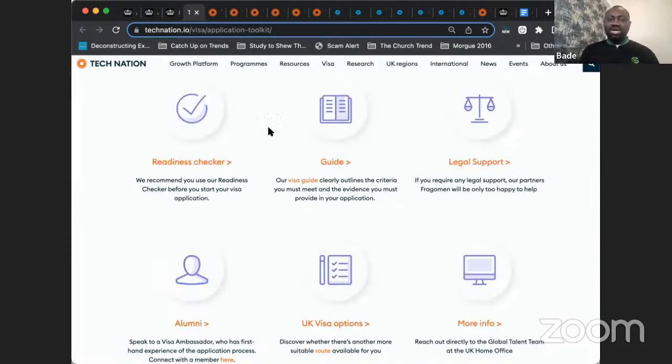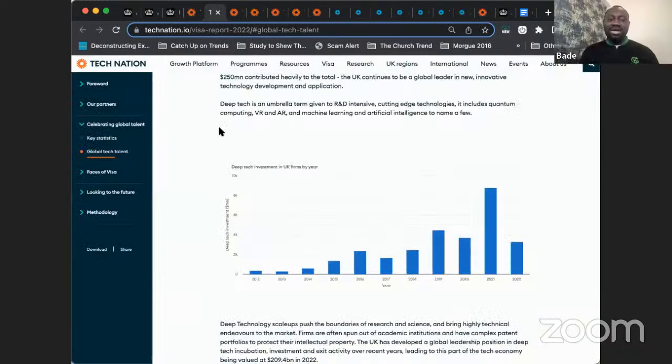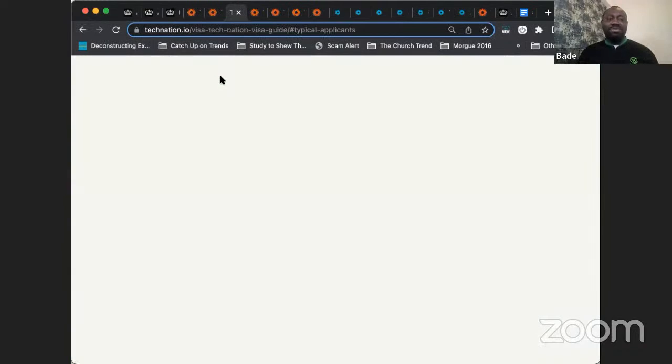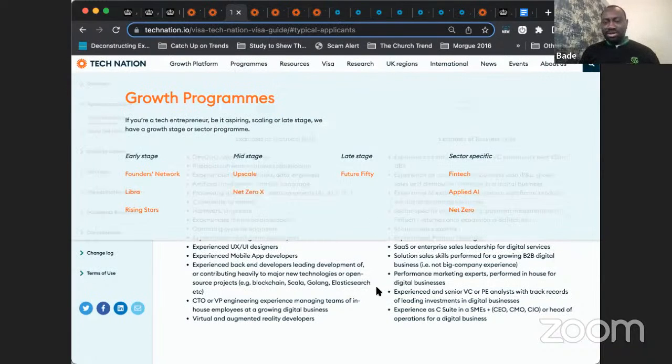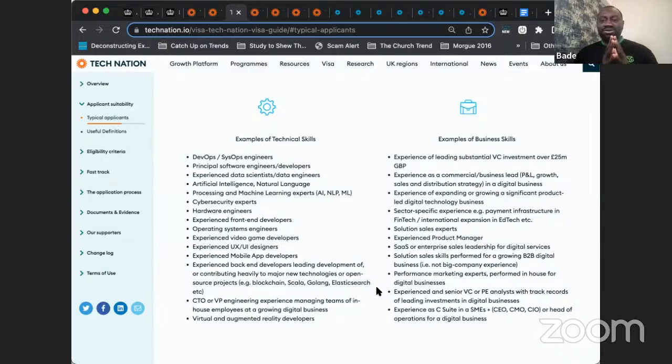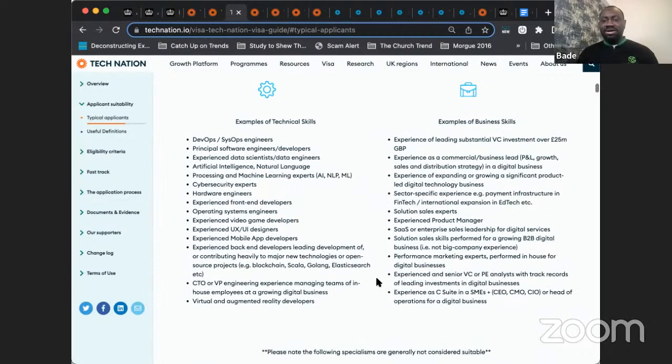The next thing you should think about is the Technation visa guide. I'll skip the roadmap, I'll skip the reports, I'm looking at time. The Technation visa guide is one of the documents that we advise that you spend time reading. What I advise is read this document twice. It will take you an average of about 1 hour to read this entire page, right? It will take you about 1 hour.